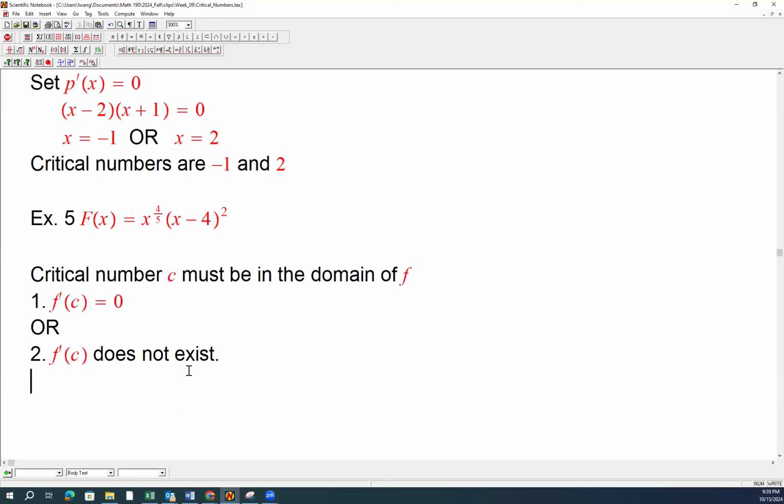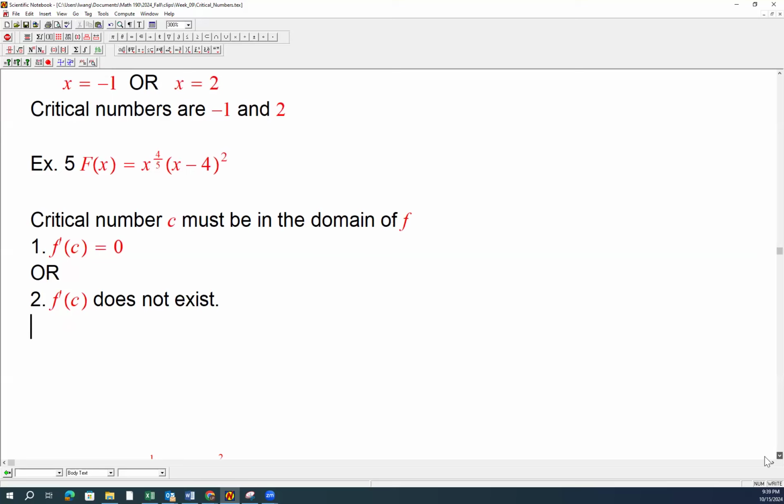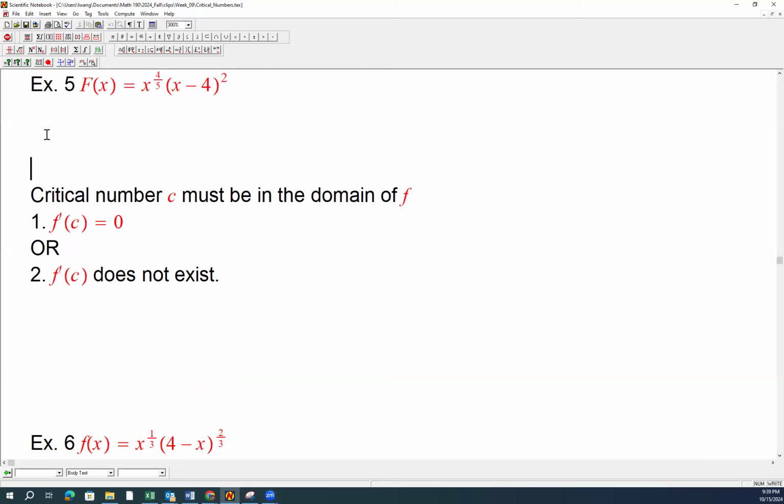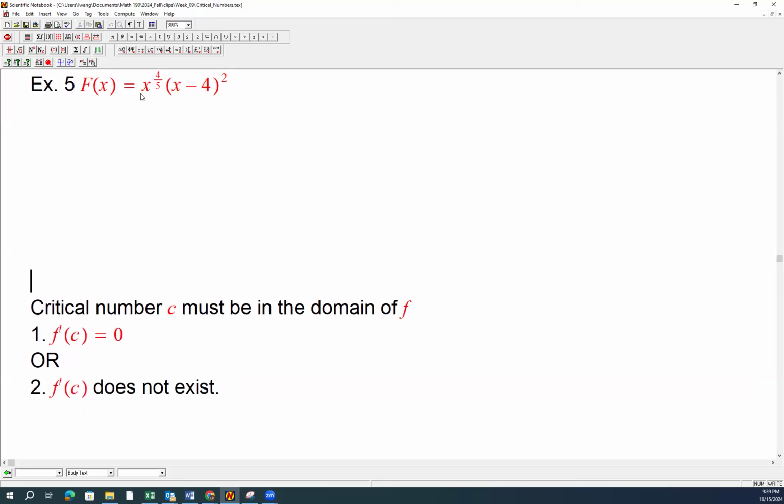This kind of question can be very interesting. So we want the critical numbers, right? First of all, before we start, we need to decide the domain of the function. Well, we're taking a 5th root, and the power is 4/5. The domain is all real numbers, no problem. Negative infinity to positive infinity.